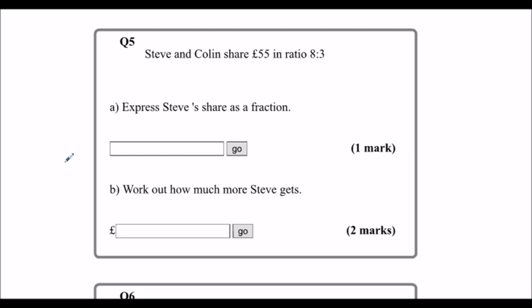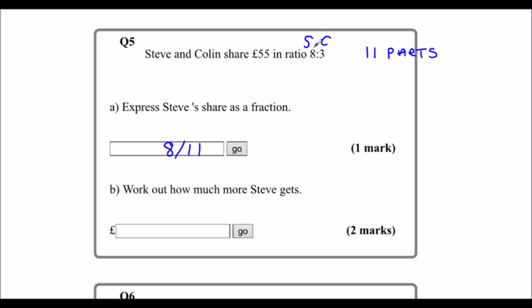Question 5. Steve and Colin share £55 in the ratio 8:3. Express Steve's share as a fraction. So Steve's got 8 parts, Colin's got 3 parts. So there are 8 plus 3, 11 parts in total. And Steve has 8, so he's got 8 elevenths. 8 out of 11. 8 parts out of 11. Work out how much more Steve gets.